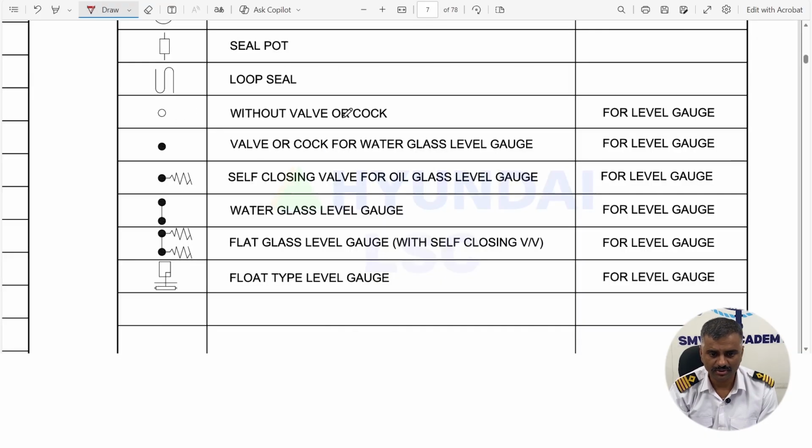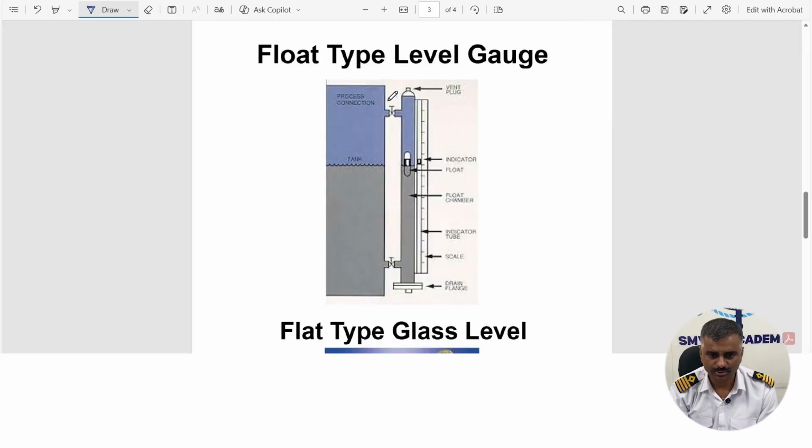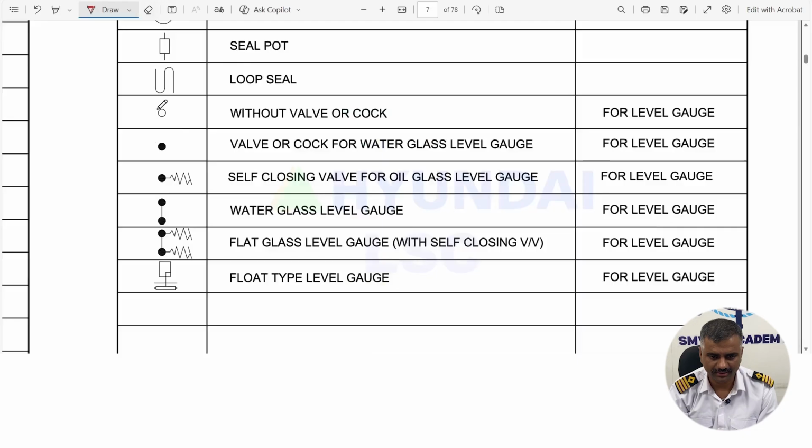Without valve or cock means there is no valve here. You can see this is a valve here. If there is no such valve, and the level gauge is directly mounted to the tank, it is shown with a single circle like this. If it has a valve, it is shown with a circle and a dark colored mark. If it has a self closing valve for an oil type level gauge, which we have already seen, it is shown like a spring loaded valve assembly.